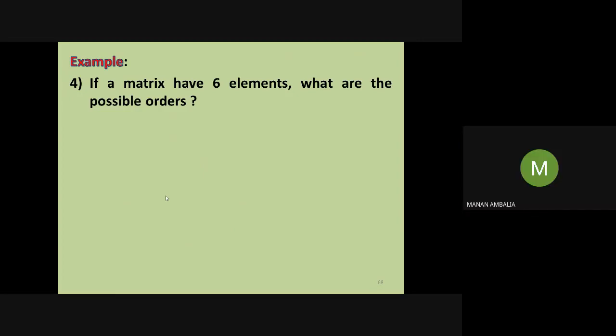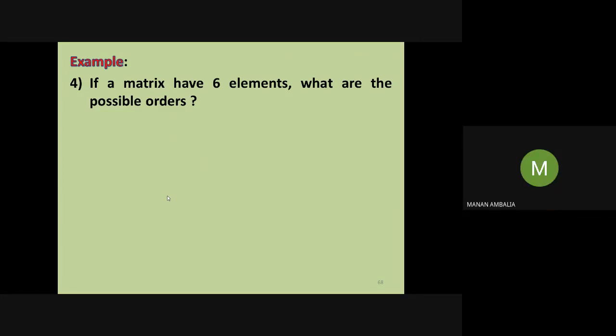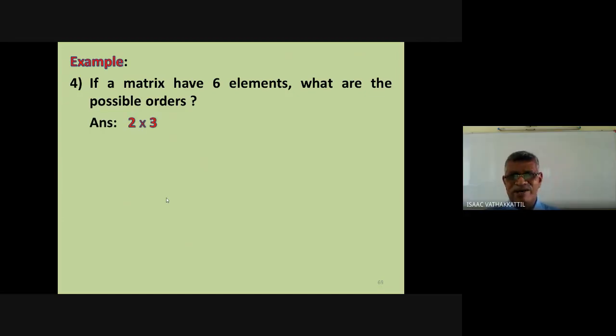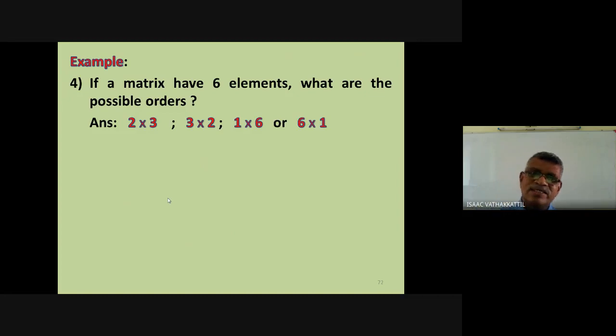Sir, 2 by 3. We call it 2 by 3. Why not 3 by 2? 3 by 2. 1 by 6. Well, very good. 2 by 3, 3 by 2, 1 by 6, or 6 by 1. All these are possible orders for 6.